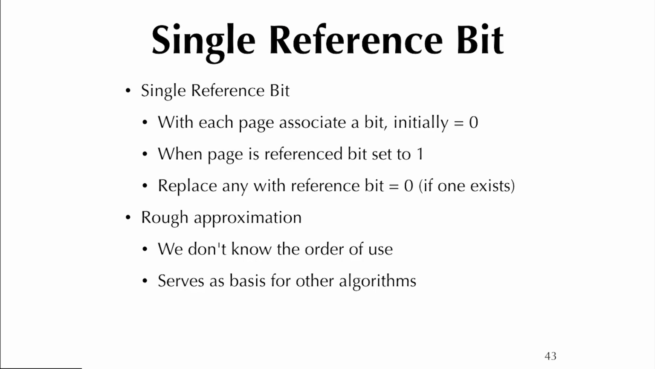With single reference bit, basically, you associate a bit called the reference bit. Anytime there's a read or write access, that bit is set to 1. Otherwise, it's initialized to 0. In the case of finding a victim, you pick from those with a reference bit of 0 because they haven't been accessed since the last time you checked. Of course, this is a very rough approximation because there could be lots of pages that haven't been referenced, but some are older, others are newer. How can you tell them apart? You can't. But this serves as a basis for other algorithms.